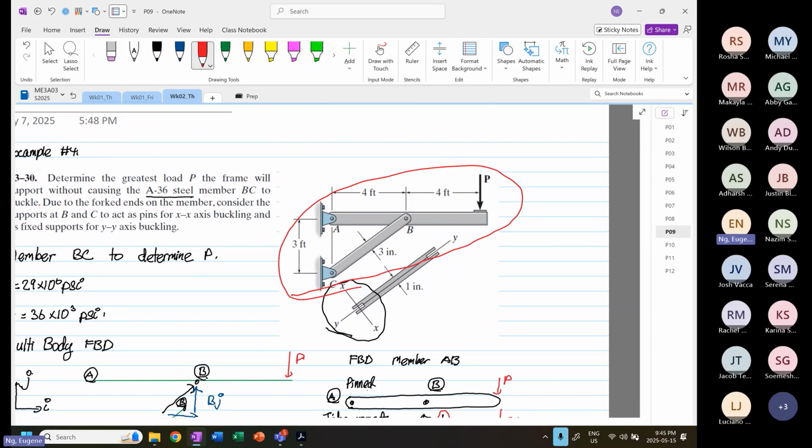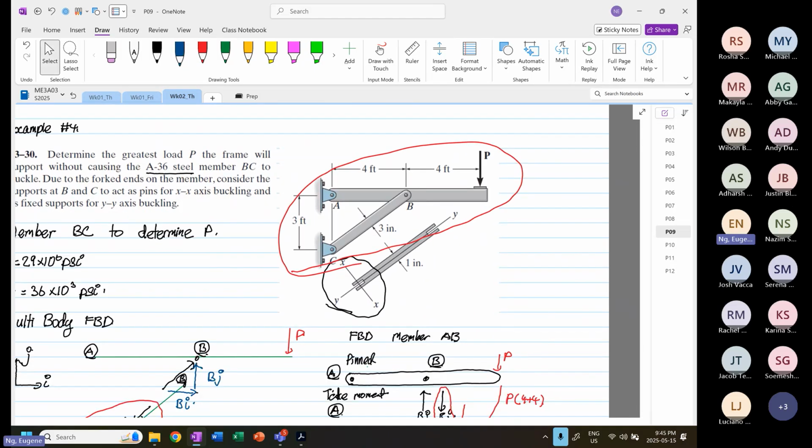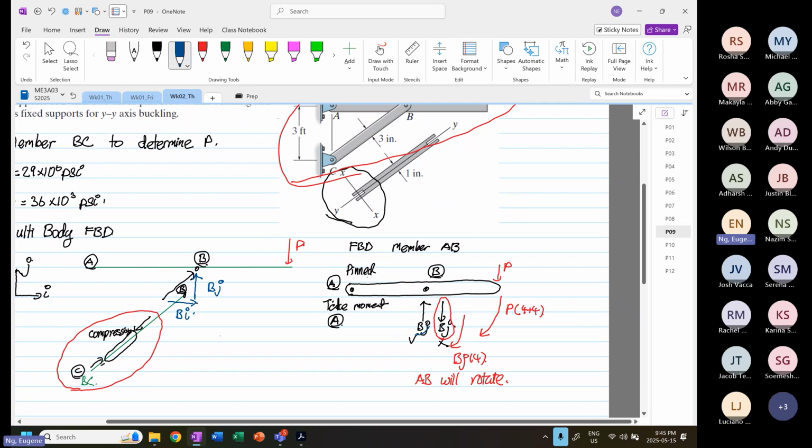Why will it not rotate now? Because if we assume Bj that is going up, it is going to counter the moment, and this is equal to Bj multiplied by 4. The Bj multiplied by 4 will counter the P4 plus 4. That is why Bj is going up.